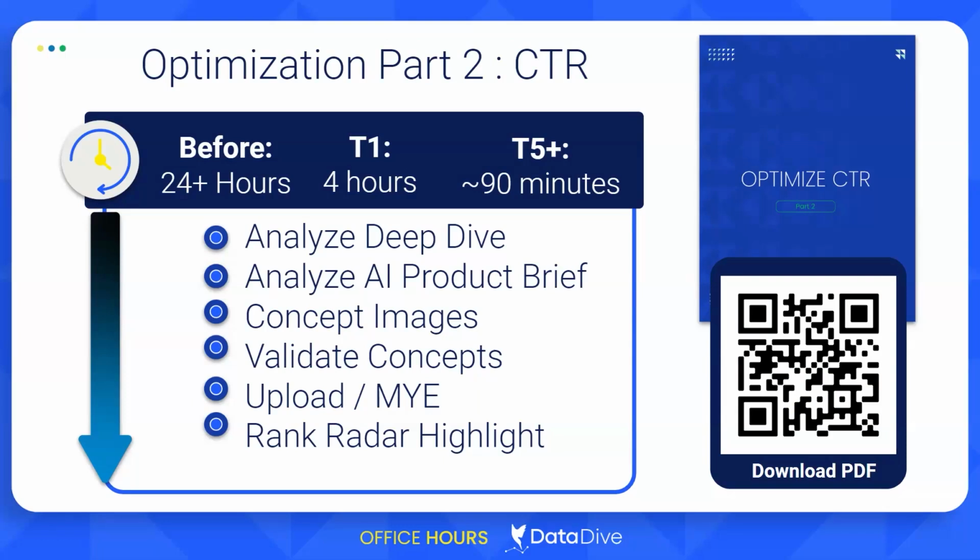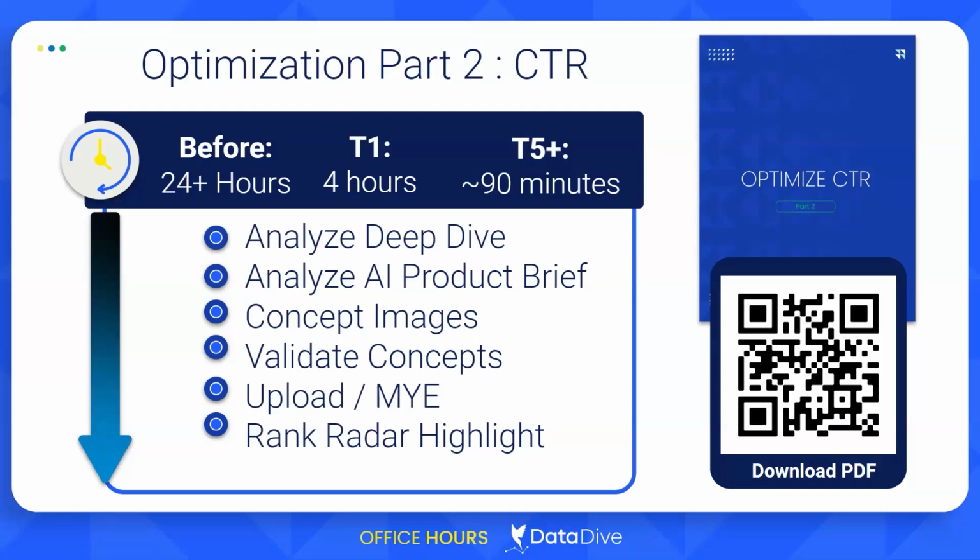But essentially what you're going to do is go into Deep Dive, which is where all of the images are shown for the entire niche inside a Data Dive. You can look at the AI product brief. And basically, once you look and see what the different types of main images are, you're going to concept new main images that you can try and test. And then you're going to validate those concepts using market research. It's going to be something like PickFu, Product Pinion, or IntelliV.